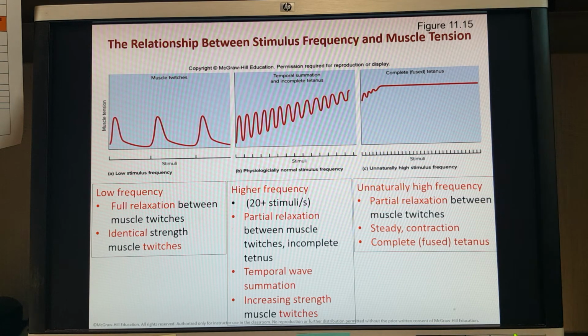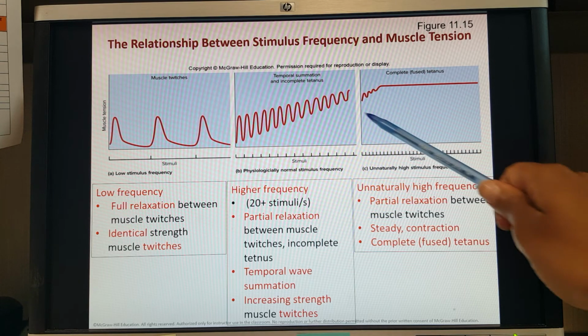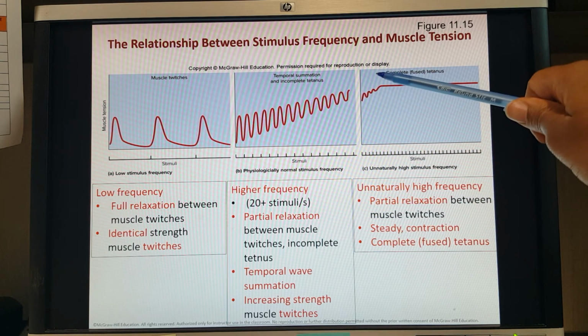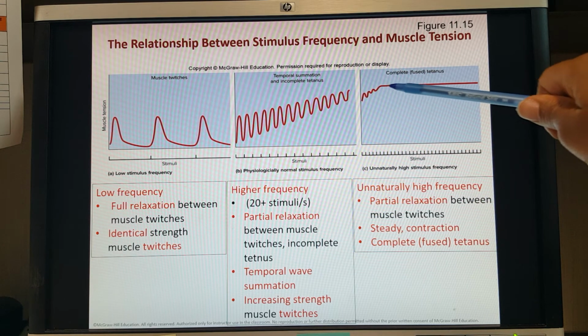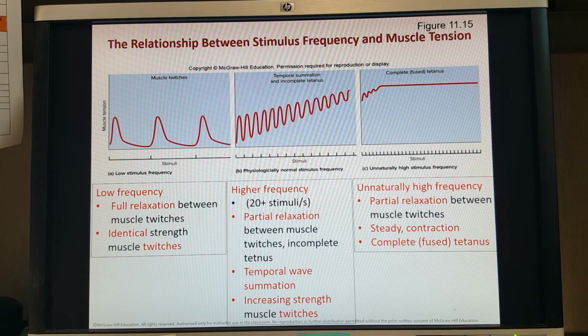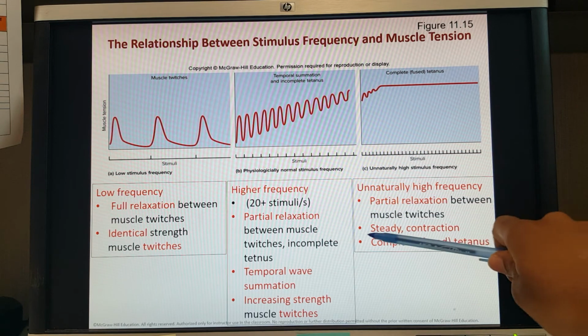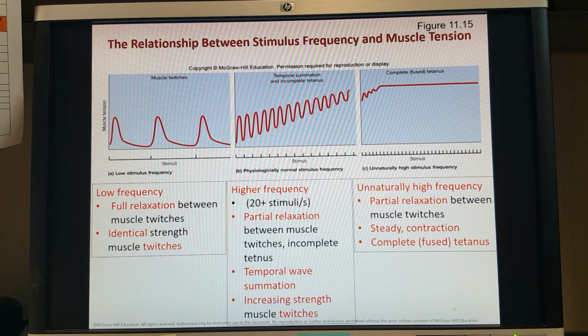Third one is the unnaturally high frequency. So in this case, this is more something done in a lab setting where you have some partial relaxation until you get to the point of what's called a fused tetanus. So this is a fused contraction. There's absolutely no relaxation in between the twitches. You just have a smooth, steady contraction.